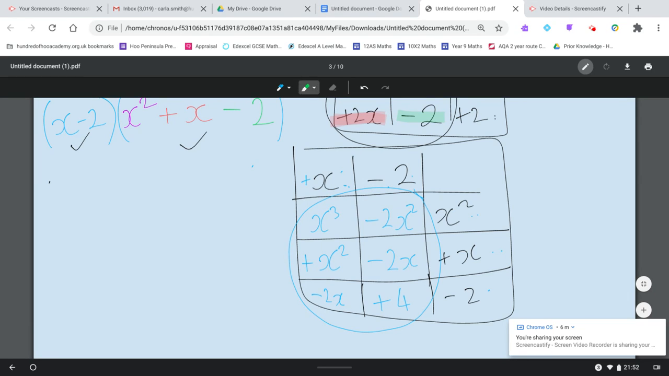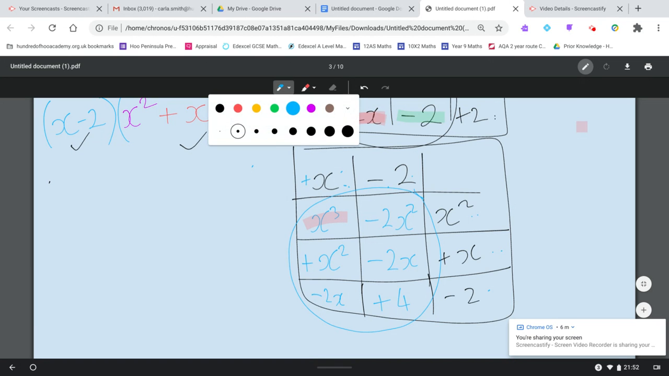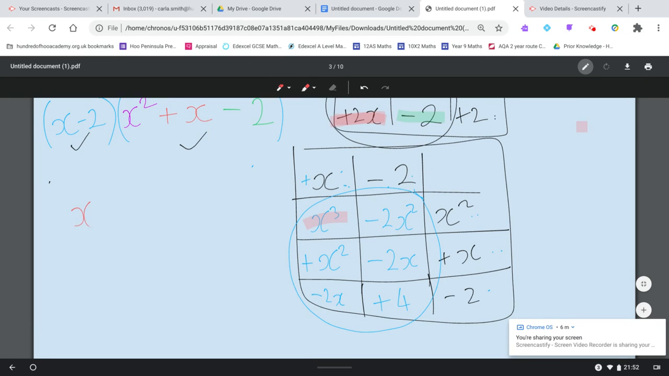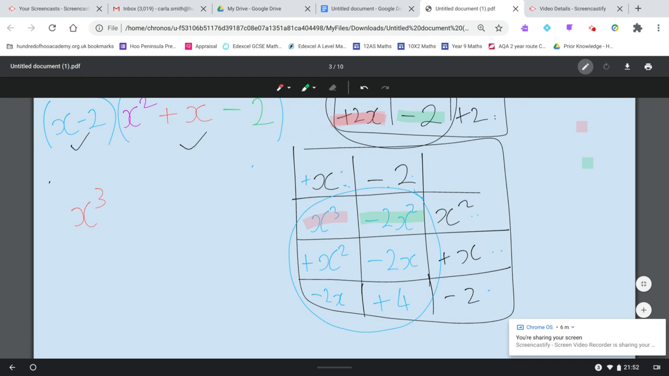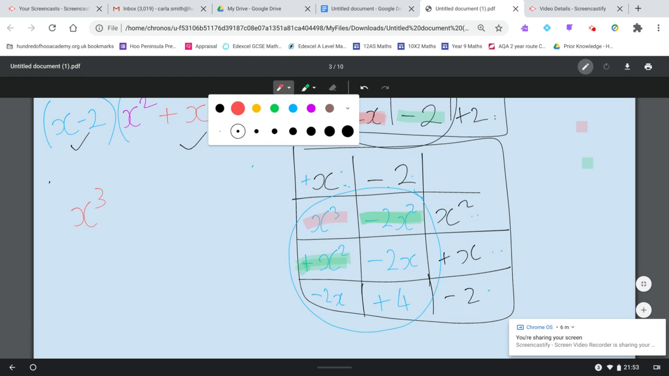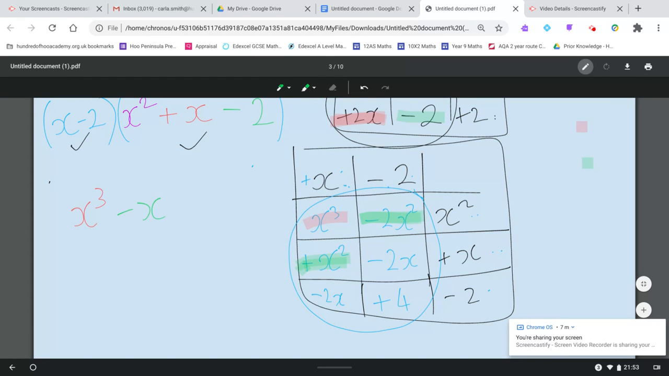Now, that means that this is an unsimplified version of your final answer. But again, we're going to be thinking about what powers we've got and if we can simplify any. So looking at this, I can see that this is my only x cubed. So that's going to stay exactly the same. Okay. Now, I can then see that if I'm talking about x squareds, you've got a negative 2x squared and a positive x squared. So that's like x squared take away 2x squared. Well, that leaves me minus 1x squared or minus x squared.